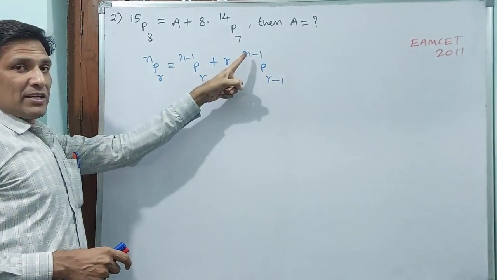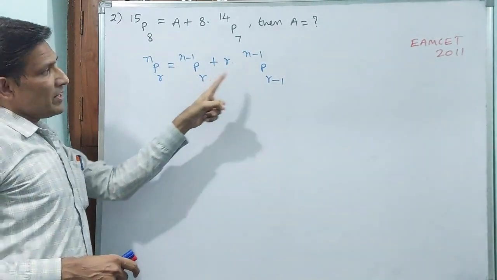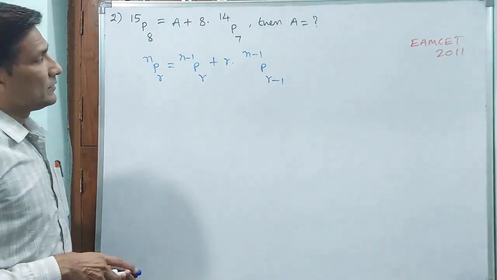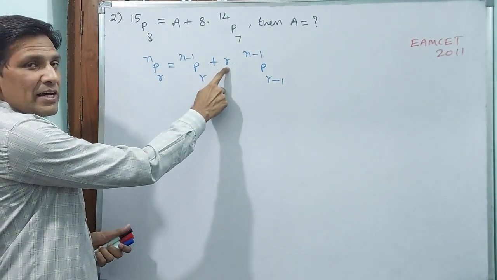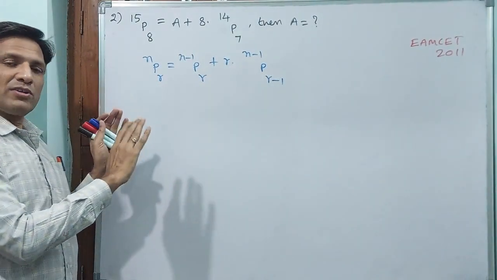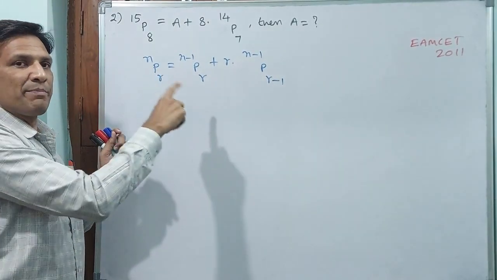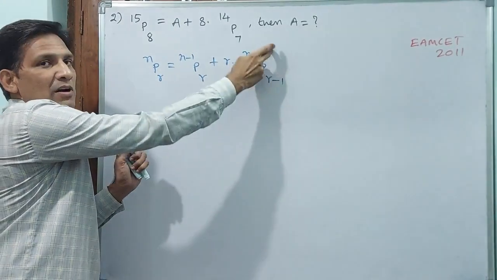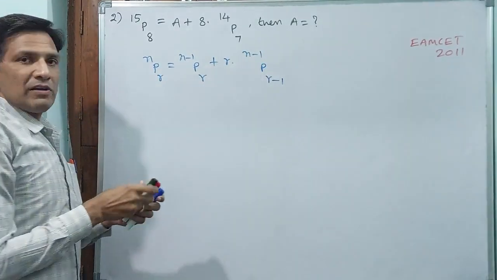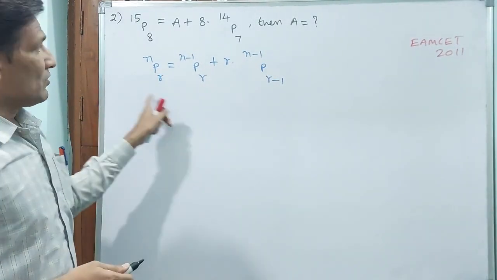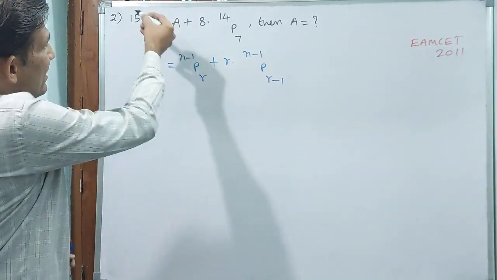N minus 1, N minus 1. But here R, here R minus 1. Okay? But this R goes here and multiplies. That means NPR is equal to N minus 1 PR plus R into N minus 1 PR minus 1. Both N minus 1 and R minus 1 will come. Here only R will come, N minus 1 will not come. If this is the formula, then compare these two formulas.